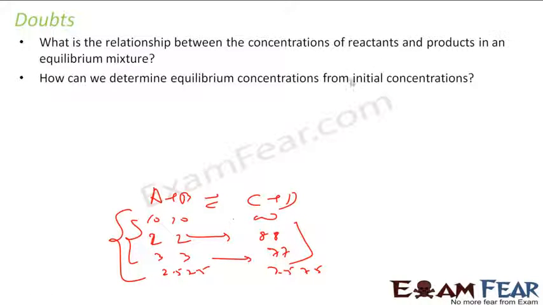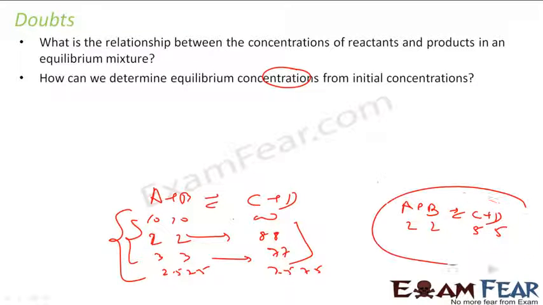Also, can we determine the equilibrium from the initial concentration? I'm told that I have A plus B giving C plus D as my mixture. If I start with 5 moles of this and 2 moles of this, or if I start with 10 of this and 0 of this, or I start with 8 of this and 0 of this, in all these cases, with the initial concentration, can we determine what will be the equilibrium concentration?